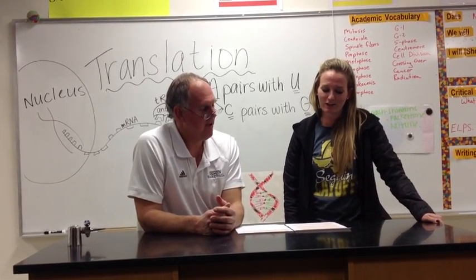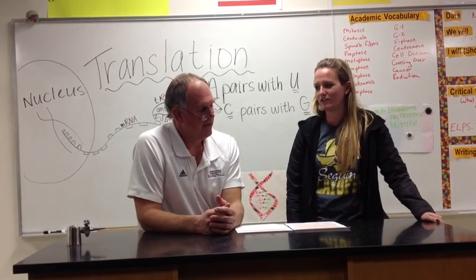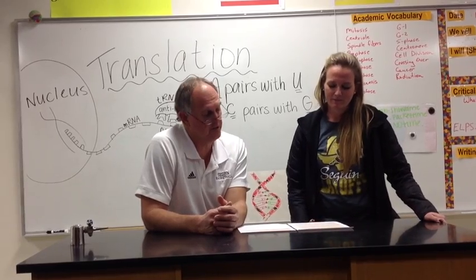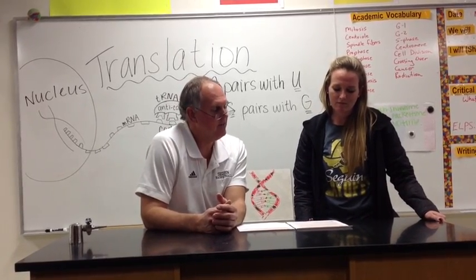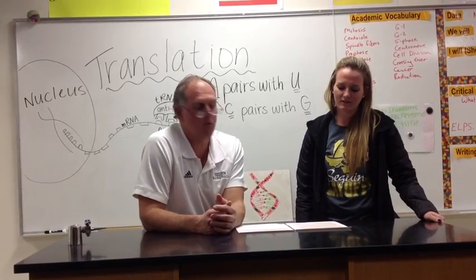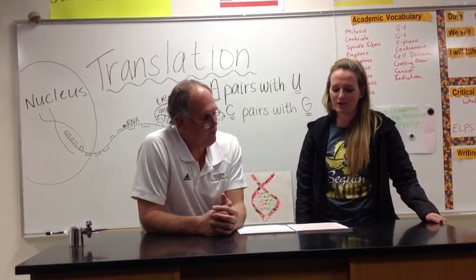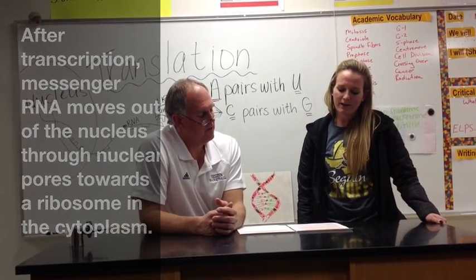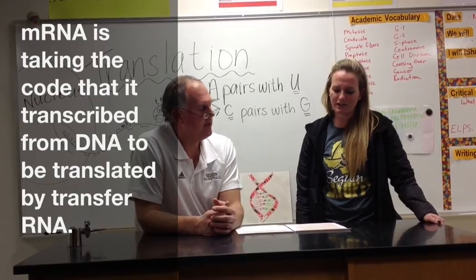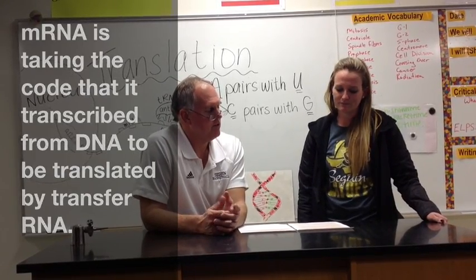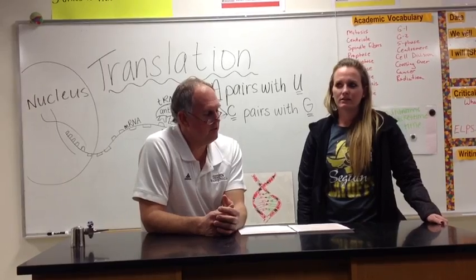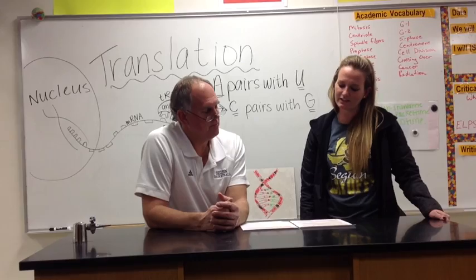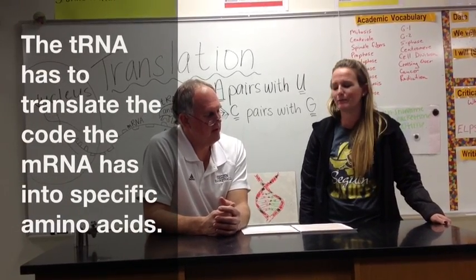Do you remember how the genetic code in DNA is transcribed to mRNA in the nucleus? Yes, DNA was transcribed to mRNA with adenine pairing with uracil, thymine pairing with adenine, cytosine pairing with guanine, and guanine pairing with cytosine. Well, now mRNA moves out of the nucleus through nuclear pores towards the ribosome in the cytoplasm. It is taking the code that is transcribed from DNA to be translated by tRNA. So the code goes from DNA to mRNA to tRNA? Exactly. Now the tRNA has to translate the code that mRNA has into specific amino acids.